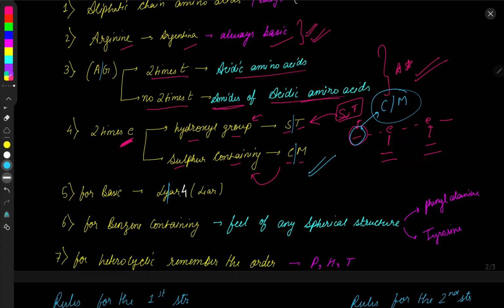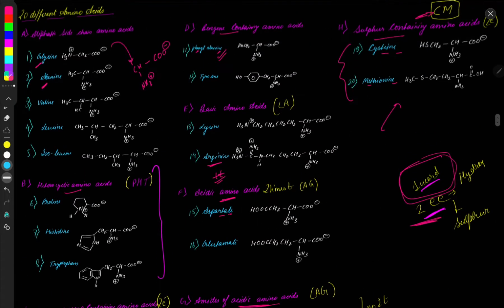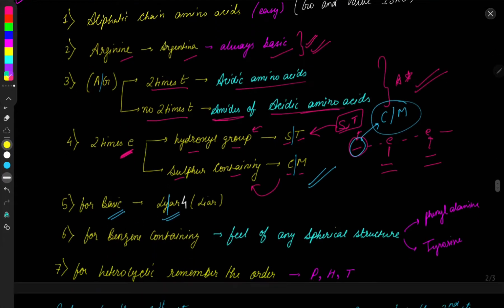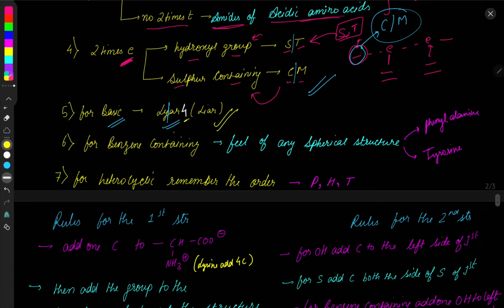The fifth thing you have to remember is that for basic amino acids, it is LYAR. Generally the spelling is LIAR, but you have to remember this for basic: LIAR 4. You would be wondering why I wrote 4 here, so you will know this in a later part of the video. Basic means LIAR 4. These are basic amino acids: lysine, arginine. So if any of the words lysine or arginine comes, you would be able to guess that it is a basic amino acid. LIAR means basic amino acids. The 4 you have to remember; you will know in the later part of the video what the significance of this 4 is.